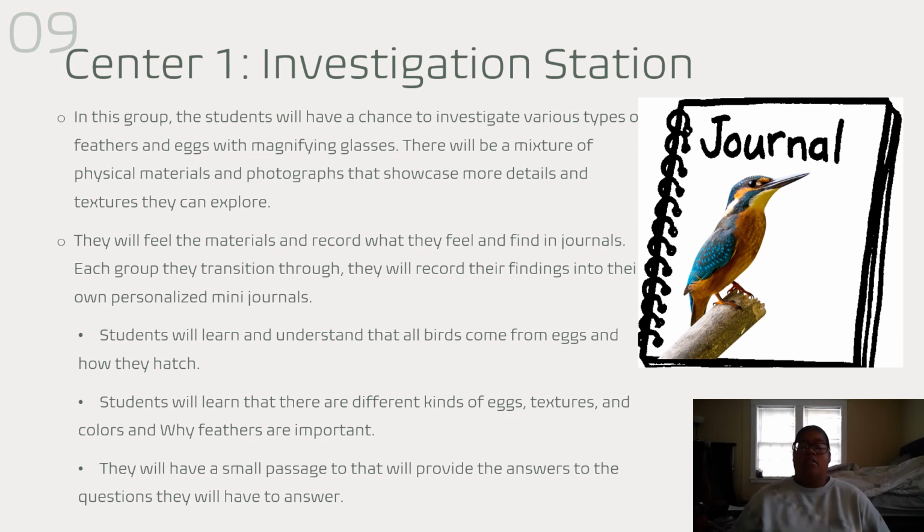So the first center is called Investigation Station, and basically in this group, students have a chance to explore different types of feathers and eggs. You can find these types of feathers online on Amazon. You can buy them in bulk, different kinds, and they will just have a chance to explore them, feel them, and record what they feel, and record the different colors into their journals. During this center, they'll be able to learn and understand that all birds come from eggs and how they hatch. They'll learn that there are different kinds of eggs that have different kinds of textures, and the importance of the feathers.